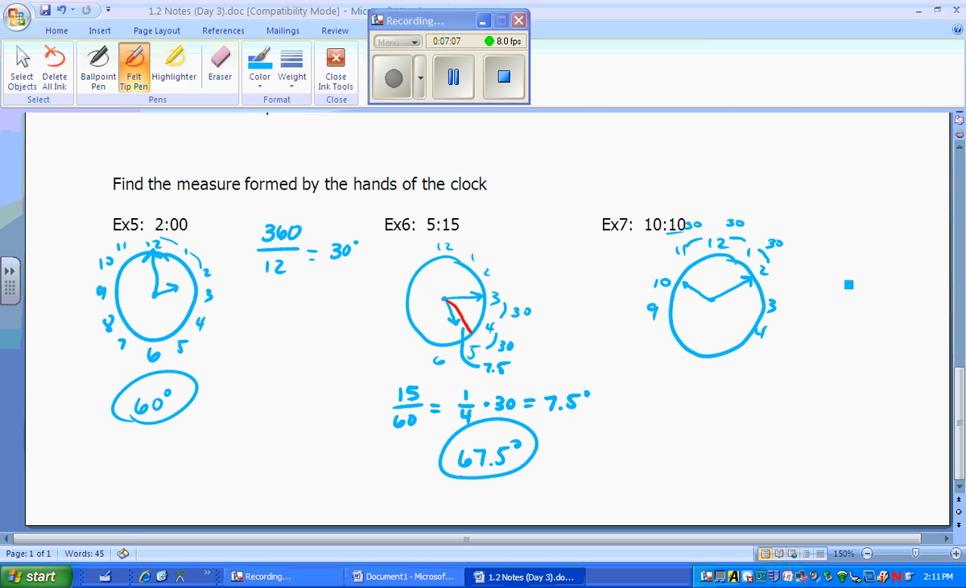Well, now we have 10. Do the same thing we did in the last example. 10 out of 60, which is 1/6. So we moved 1/6 of the way from the 10 to the 11 out of 30 degrees. That ends up equaling 5 degrees. But wait, 5 degrees is from the 10 to the hand. So that means how much is left inside of this angle? Well, that would be the 30 minus the 5, so you are doing 25 degrees right here, and you have your final angle of 30, 60, 90, 115. This brings us to the end of section 1.2.